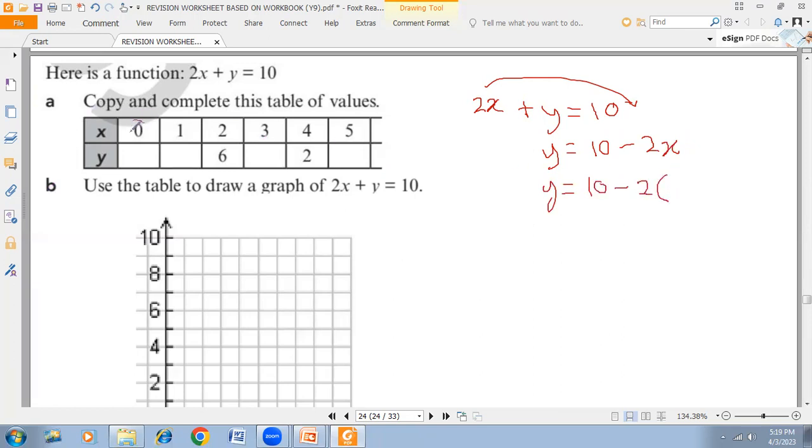The first x is 0. So I put 0 here. So y equals 10 minus 0, which is also 10. So this is 10.